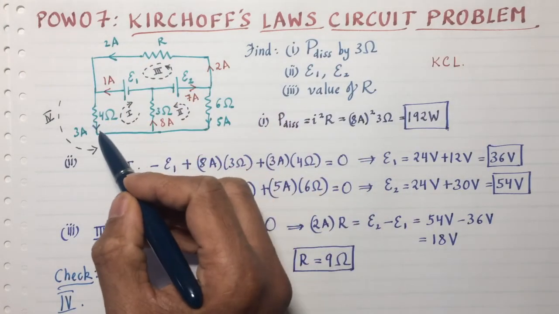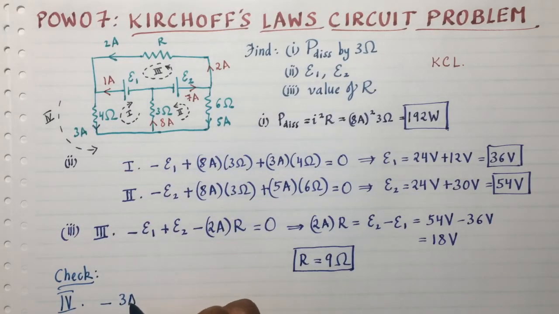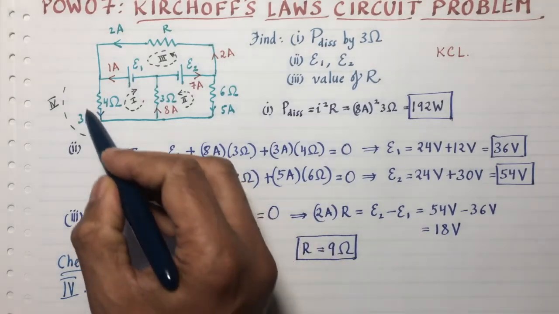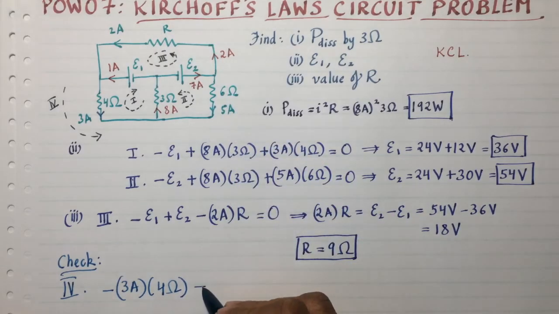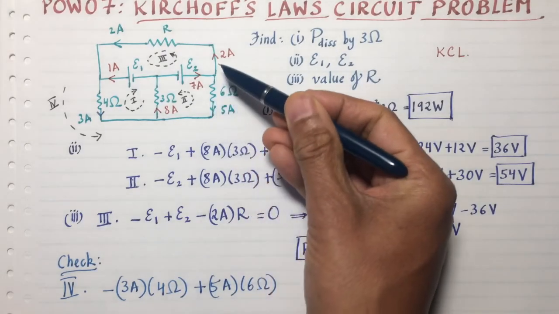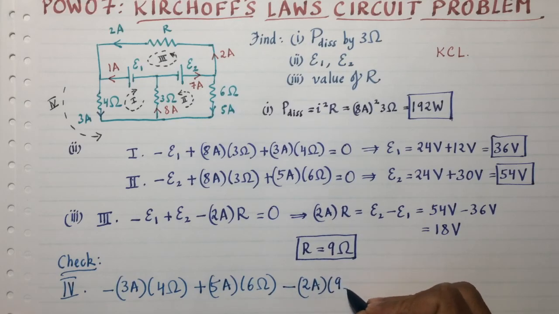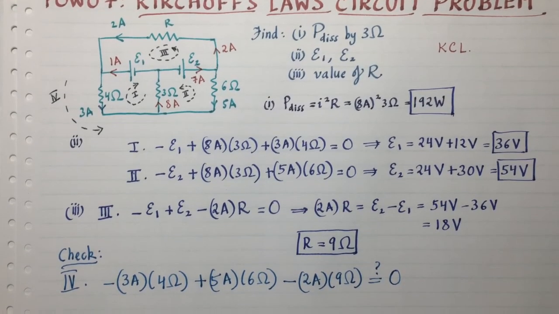I can go anywhere I want. So how about, there's no battery involved here. So if I go like this, I'm going to get negative 3 amperes times 4 ohms. That's the voltage I'm dropping because I'm going with the current flow. I must be descending. I'm meeting it, so I must be ascending again. So I get plus 5 amperes times 6 ohms. And here I'm going in the same direction as the current flow, so I must be again descending. So I get negative the current, which is 2 amperes, times the resistance, which we have found here already. So that's 9 ohms. And the hope is that this is 0, because that's what KVL requires.